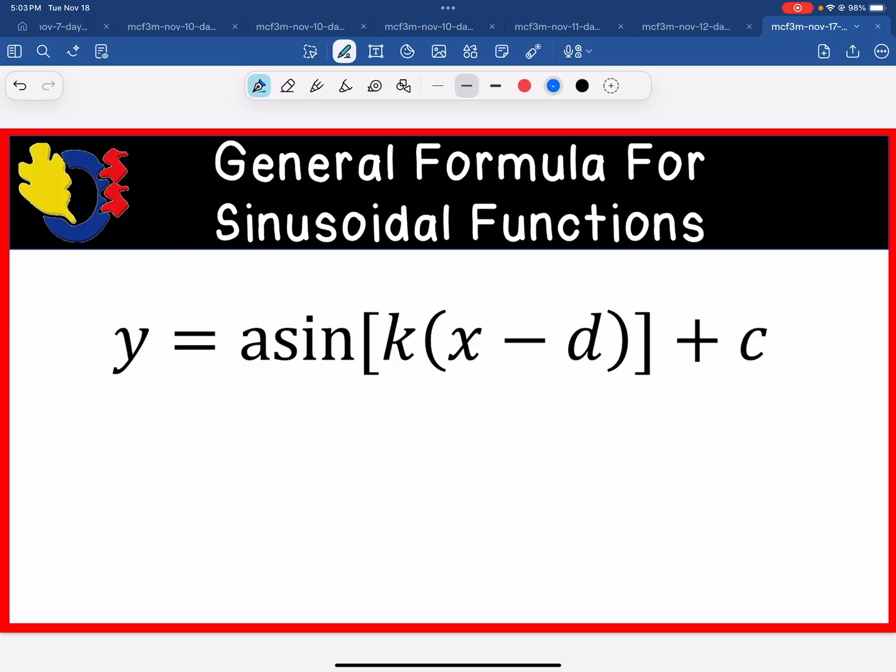Before we do that though, this is the general formula for the sinusoidal function. So y equals a sine k times x minus d, plus c. So the a tells us that we have a vertical stretch or a vertical compression. C tells us that we have a vertical translation. The k tells us that we have a horizontal stretch or horizontal compression. This part's new. We didn't do that in parabolas in this course. And then d is a horizontal translation left or right.